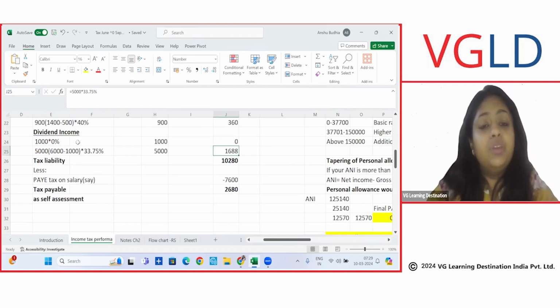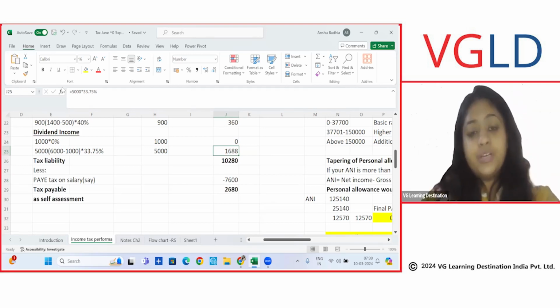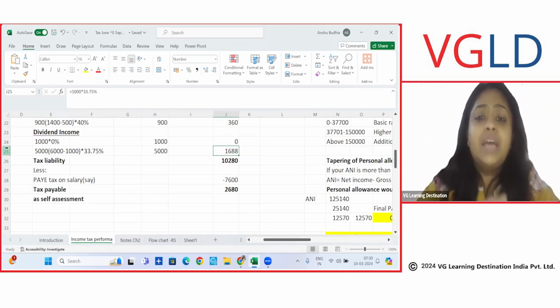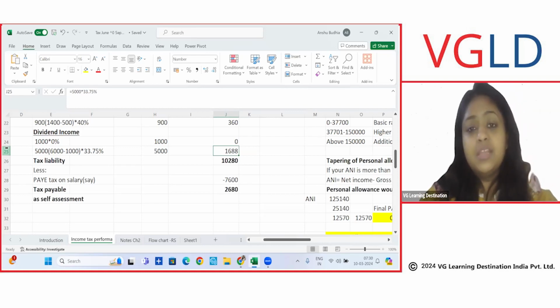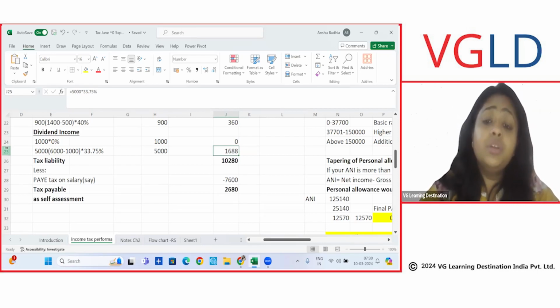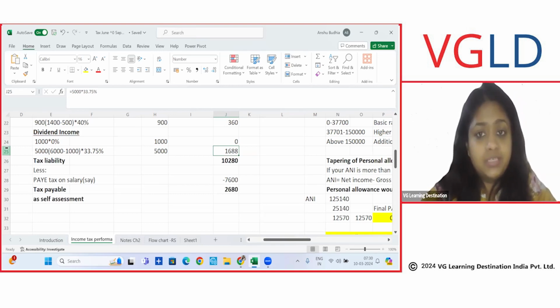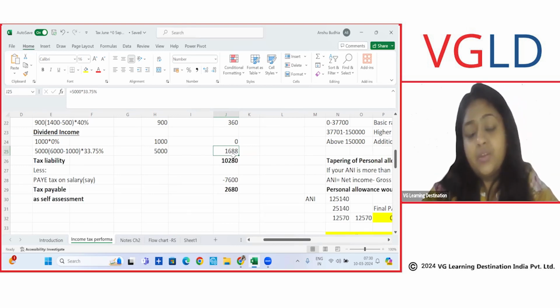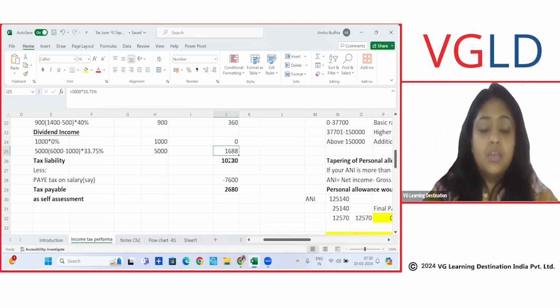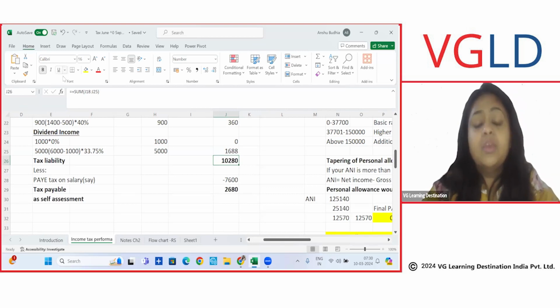I repeat again, dividend income is subject to separate tax rates apart from 20, 40, 45. So for dividend income, whichever taxpayer it is, straight away 1,000 is a nil rate band to be given. On the remaining dividend income, we would apply 33.75%, the reason being that currently the taxpayer is in the higher rate band. So we apply the higher rate band rate of 33.75%. When you add all this, we get our tax liability.